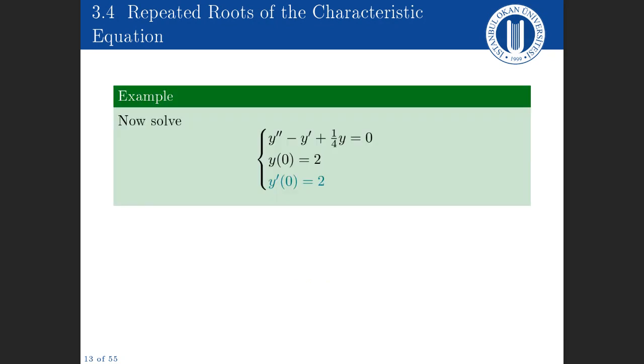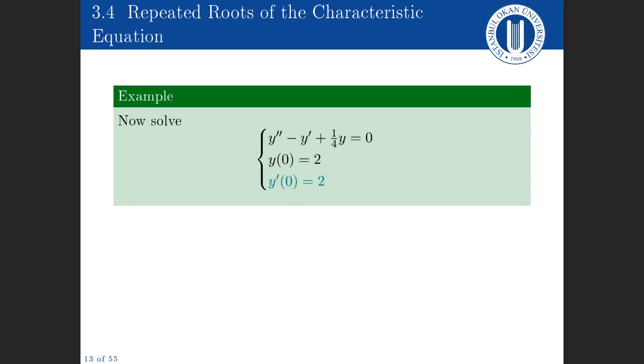Let's do another one. Now solve y double prime minus y prime plus a quarter y is equal to 0 with the initial conditions y of 0 is equal to 2, y prime of 0 is equal to 2. This is the same differential equation that we just looked at in the previous example, and the first initial condition is also the same. But now we have a different second initial condition.